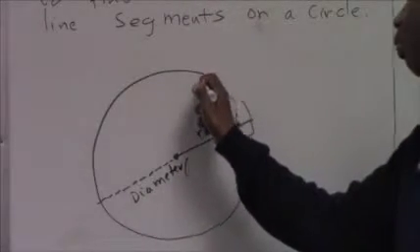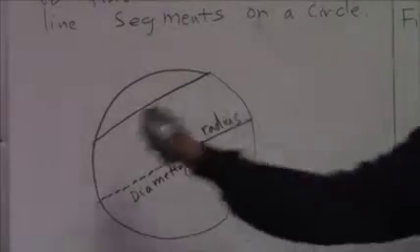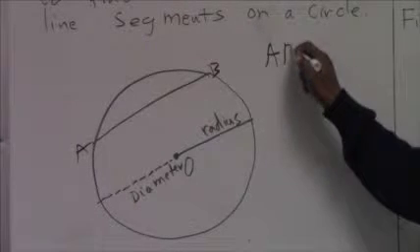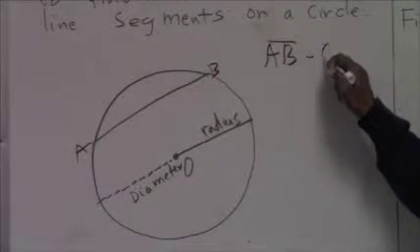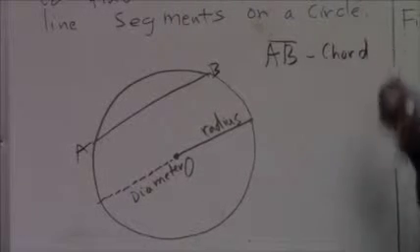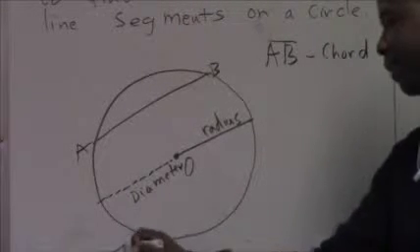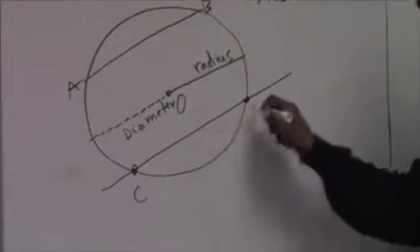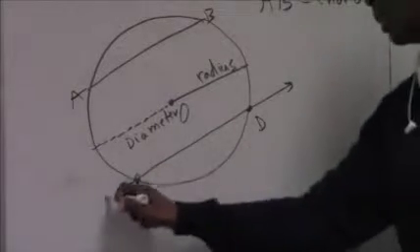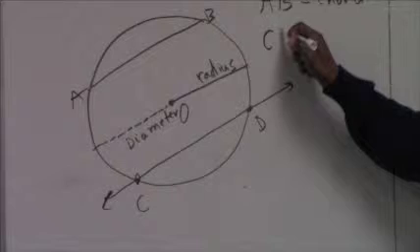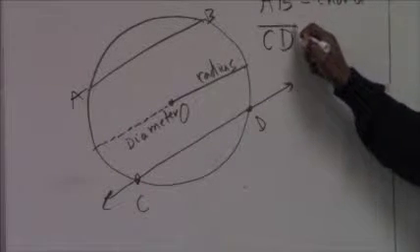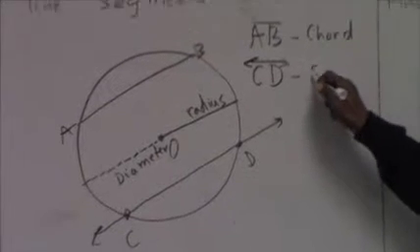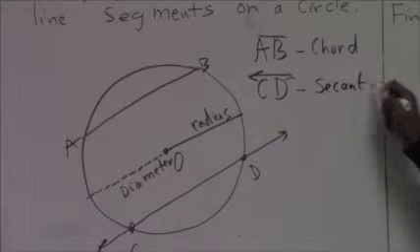Then we have what we call a chord. It's something like this. I can give it a name, AB. AB is a segment, a chord. It has two endpoints on the circle. And then I can have another thing that runs through the circle. Let me give these two points the names C, D. Now this is not a segment, it's a line. It runs through this chord. So CD is a line, and please note how I mark them differently. We call this a secant. It runs through the chord.